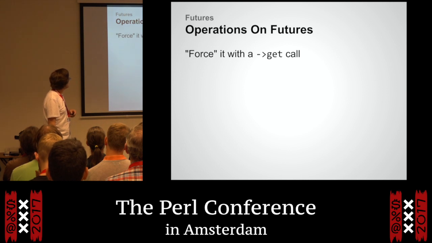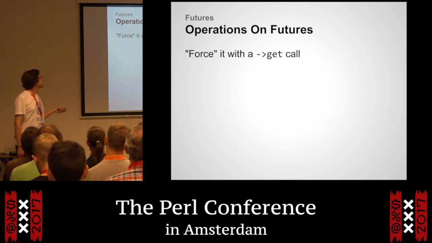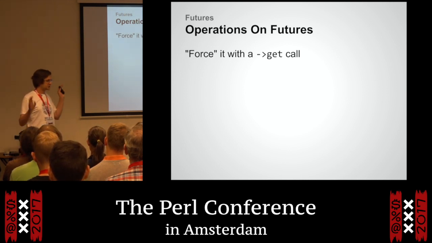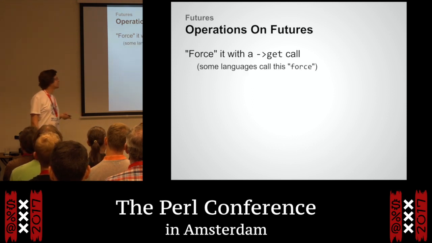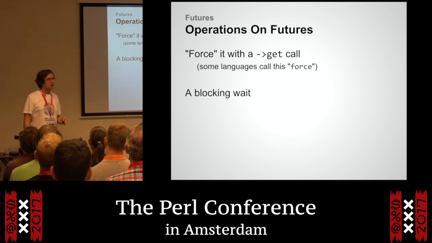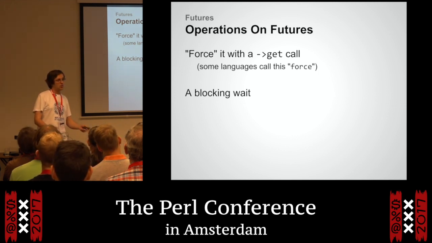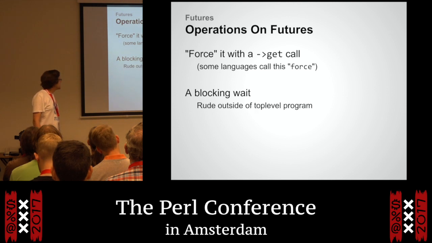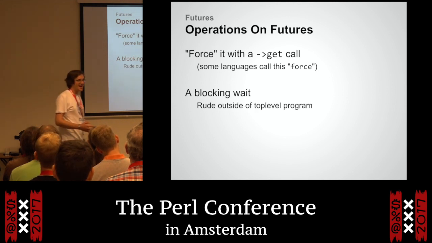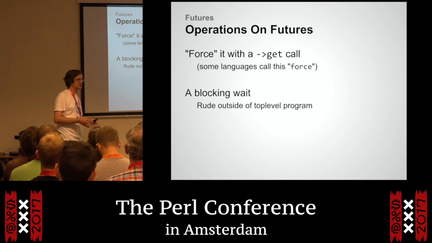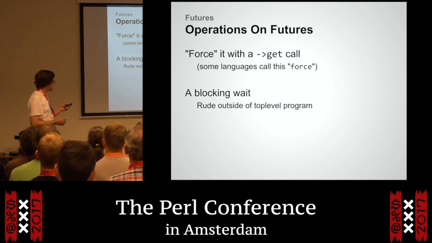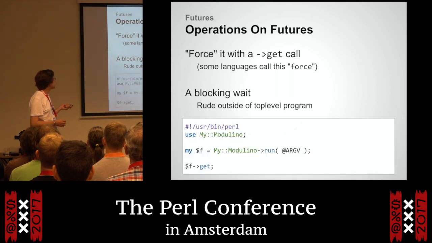Excellent. So another thing you can do with a future is an operation sometimes called forcing. So you call get on it. Sometimes it's called force. It's a blocking wait, so it's going to pause and wait for the result to arrive, which means it's kind of rude to do that anywhere in the middle of a module, for example. If you're going to call get, you've obviated the entire point of using a future, because now you're blocking waiting for the result. So it's kind of rude to do it, but it's a very handy thing to do in a top-level program.